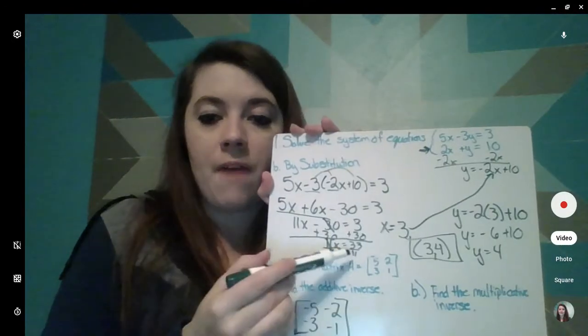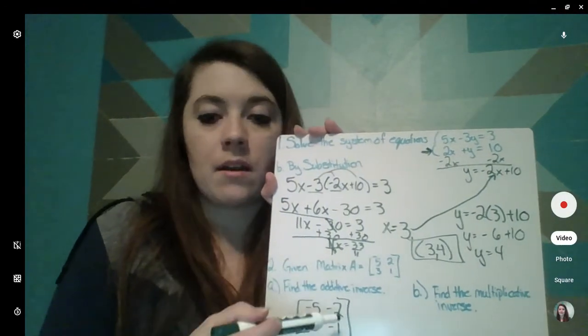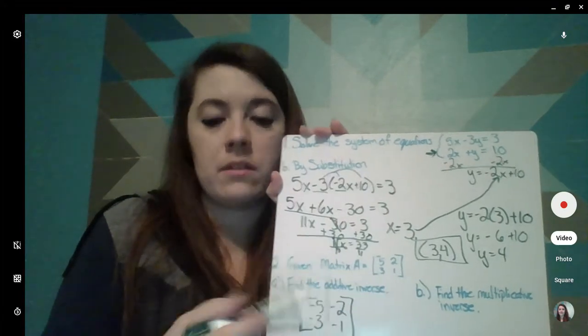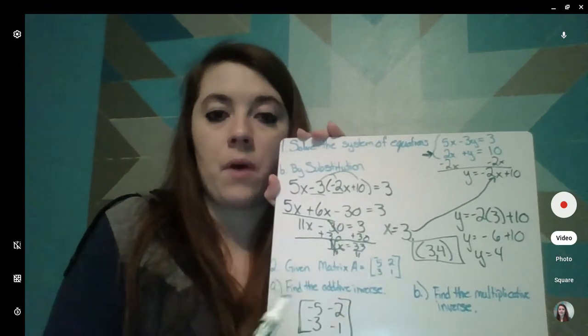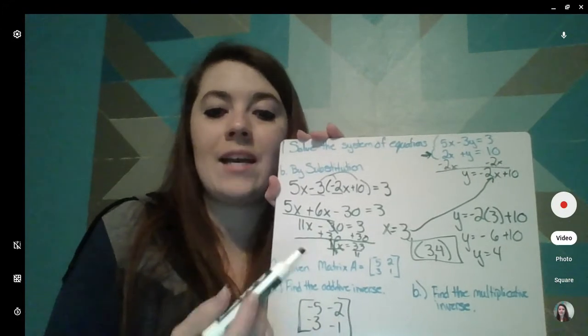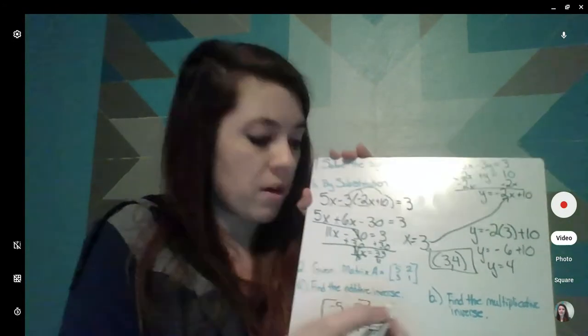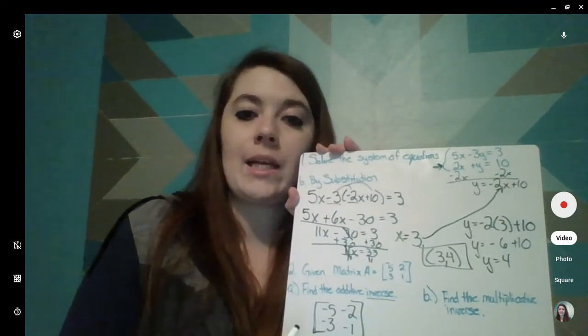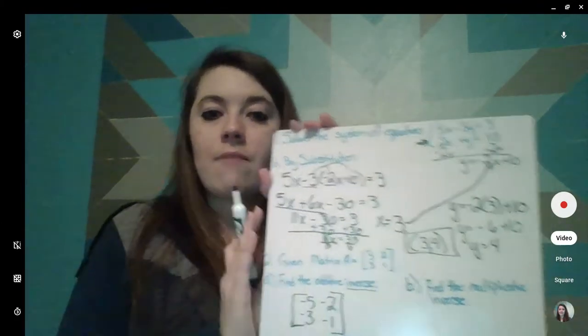If we add negative 5 and 5 together, we're going to get 0. Negative 2 and 2, 0. Negative 3 and 3, 0. Negative 1 and 1, 0. So this is the additive inverse. Your key word for this lesson is inverse, since the next thing we're looking at is the multiplicative inverse.